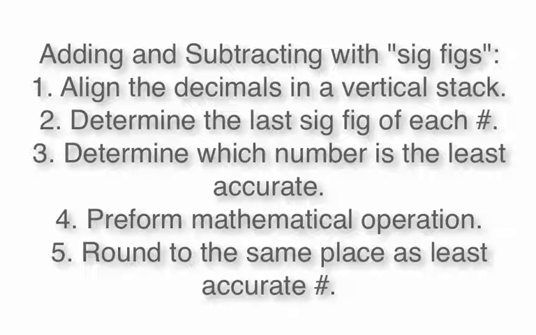Then you want to determine which number is least accurate. You want to perform the mathematical operation and then round to the same place as the least accurate number. So the big difference between multiplying and dividing and adding and subtracting is in this case we're concerned with which place the least accurate number has. So let's do a couple of examples.